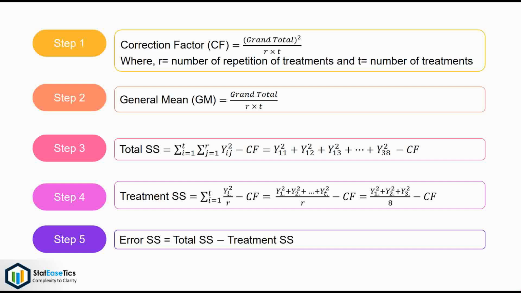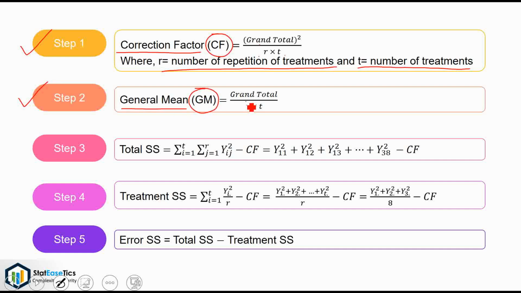Now, let's discuss the procedure for analysis of CRD in a stepwise manner. The first step is calculation of the correction factor, that is CF, which is equal to grand total square divided by R into T, where R is the number of repetitions of treatments and T is the number of treatments. Step 2 is calculation of the general mean, that is GM, which is equal to grand total divided by R into T. Step 3 is calculation of total SS, which is equal to double summation i is equal to 1 up to t, j is equal to 1 up to r, Yij square minus CF.